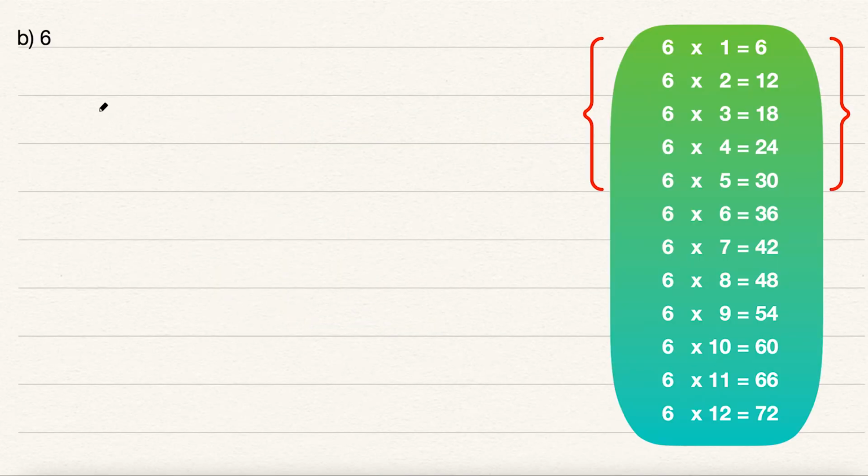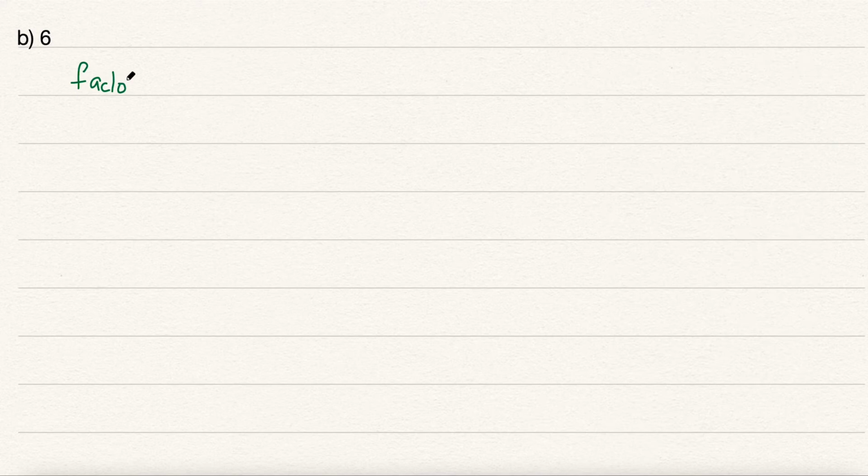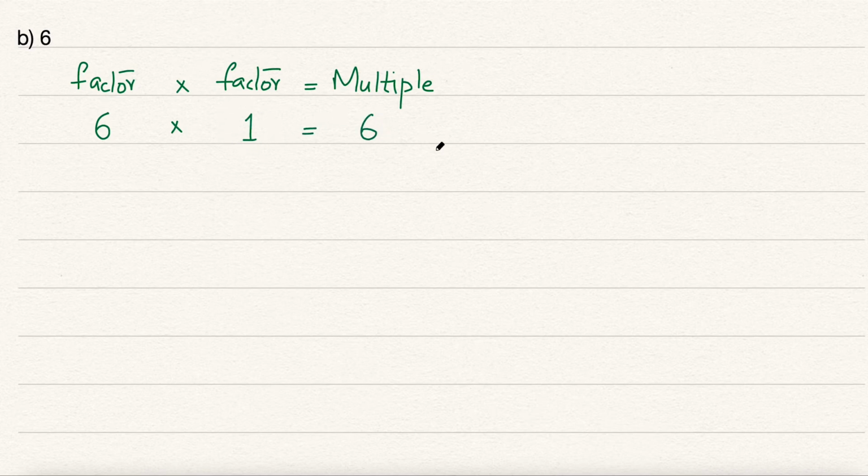From the table of 6, you can easily see that from 6 times 1 equals 6 to 6 times 5 is 30, we have the first 5 multiples. We can write factor times factor is equal to multiple. Since we need to find the multiples of 6, we write the first factor as 6 and we need to find the first multiple. So another factor is 1, 6 times 1 is equal to 6. This is the first multiple.